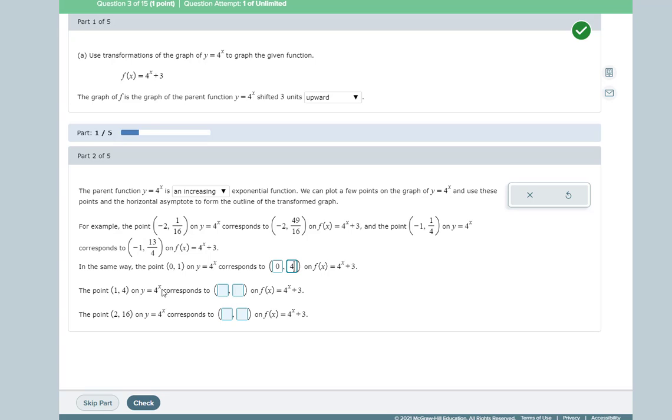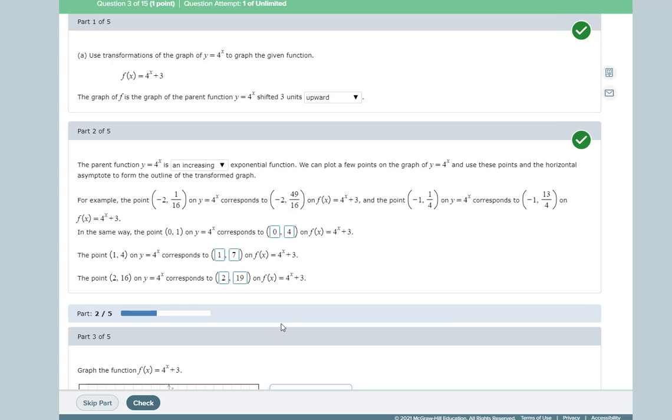If I put a 1 in, 4 to the 1 is 4. And so now when I put 1 in, it's going to go up 3 more, which would be, instead of 4, it would be up 7, since 4 plus 3 is 7. When I put a 2 in here, 4 to the second power is 16, but now I'm adding 3 more. So now when I put a 2 in, I would be up at 19. So that's point-wise, and then that will help you also with your graphing.